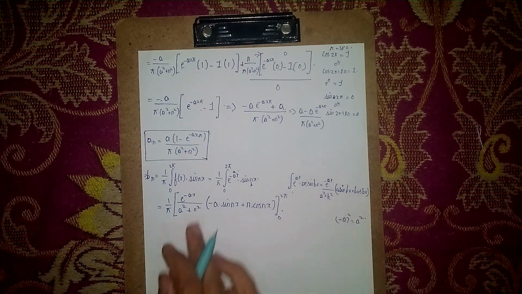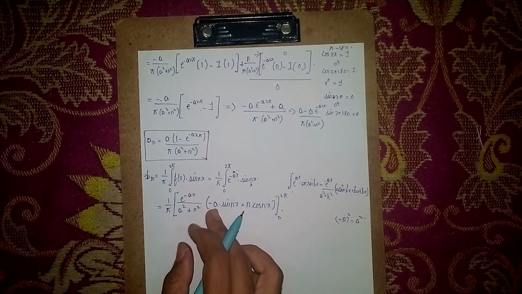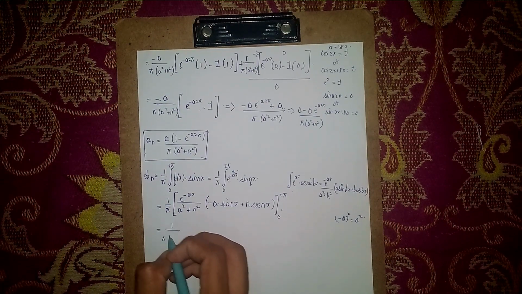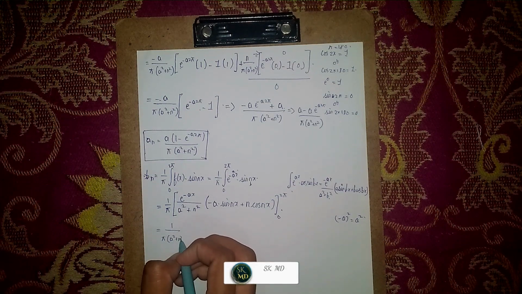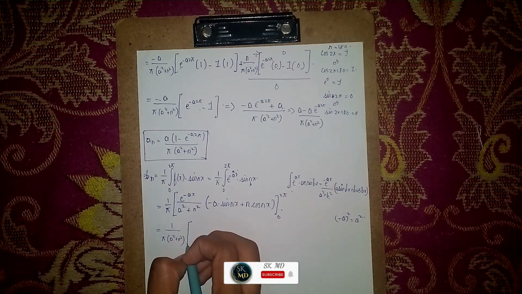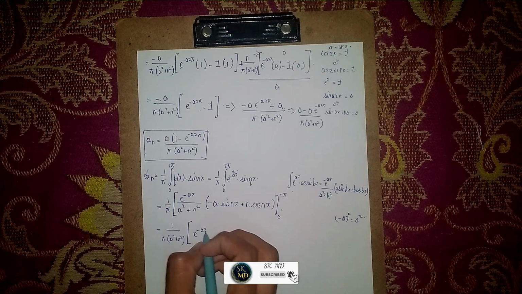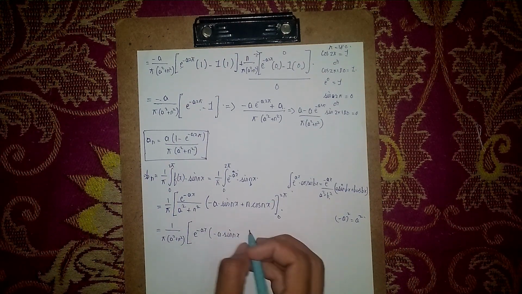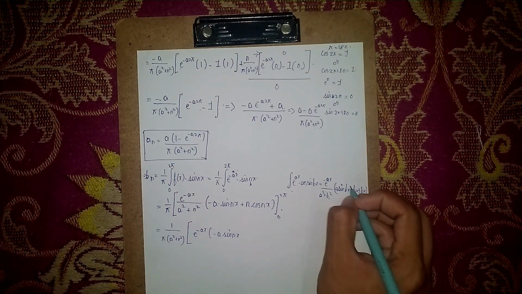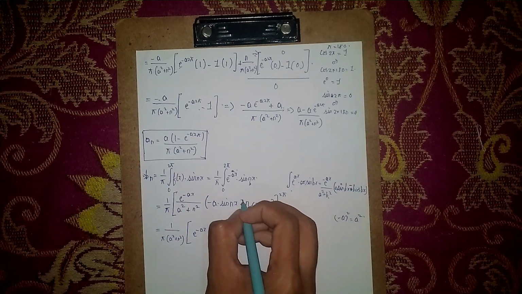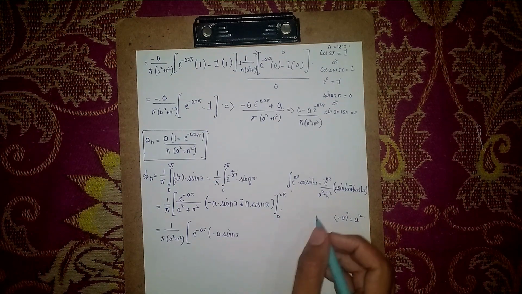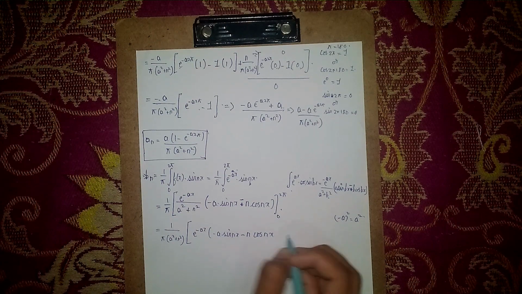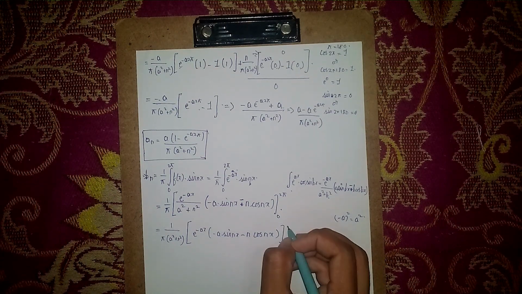Now what you will do, same as before, first take this a square plus n square outside. So you get 1 by pi into a square plus n square, open the bracket, e power minus ax into minus a sin nx. Sorry, here minus will come in the formula, I wrote it wrong. Minus n cos nx, 0 to 2 pi.